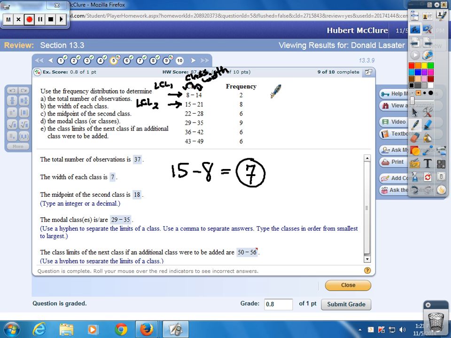Now, you can also take the upper class limit of the second class minus the upper class limit of the first class. So what's 21 minus 14? What's 28 minus 21? What's 29 minus 22? If you take any one of these lower class limits, they have to be in sequence. You can't say 43 minus 8. You can't do that. You have to go in sequence. 49 minus 42. 43 minus 36. 42 minus 35. You're going to get 7 no matter what.